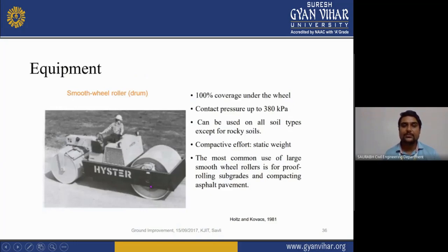And there is also some equipment available, like the smooth wheel roller, by which we can do this soil improvement. As you can see, 100% coverage under the wheel. Contact pressure is up to 380. It can be used on all kinds of soil, except rocky soil. It is the most common use of large smooth wheel roller in proof rolling, subgrade, and compaction of asphalt pavement. As you can see, this is the roller, and this can be used in the improvement of ground.